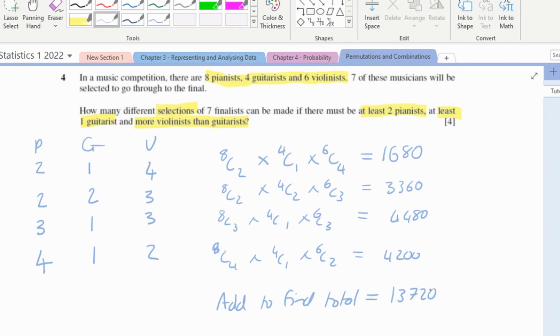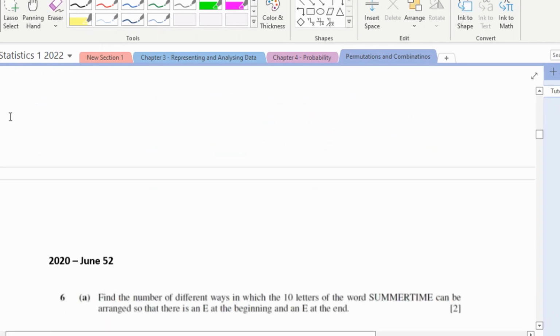So I think the hardest part of that question was figuring out the different combos that would fit the criteria. And once you're there, it's just a matter of selecting. Why are we not using P? Why are we using choose? The order doesn't matter. Yeah, exactly. Okay, when the order matters, then we need to use P. Okay.